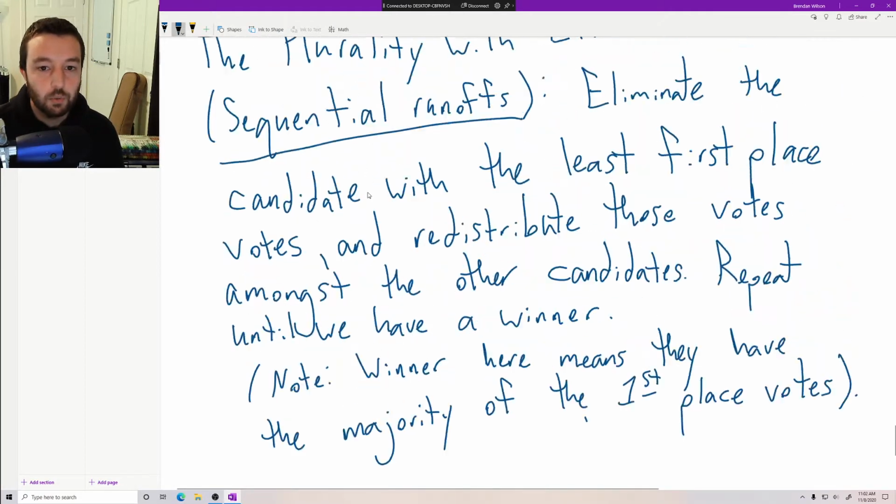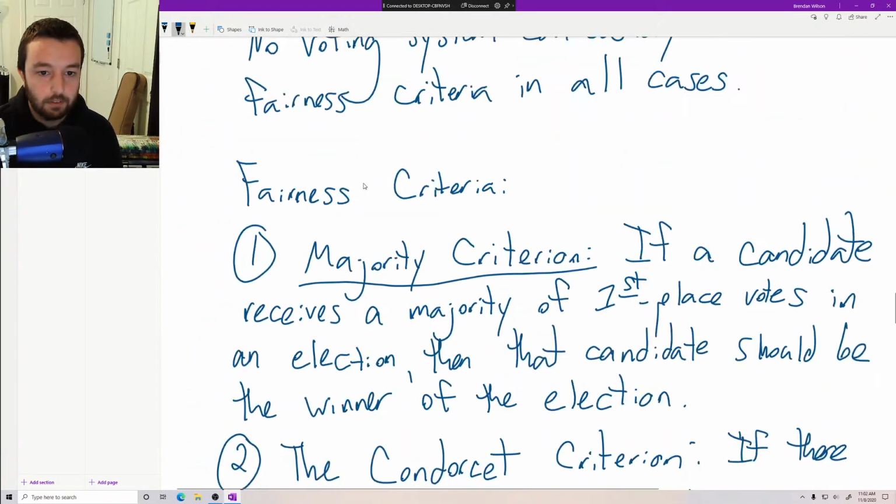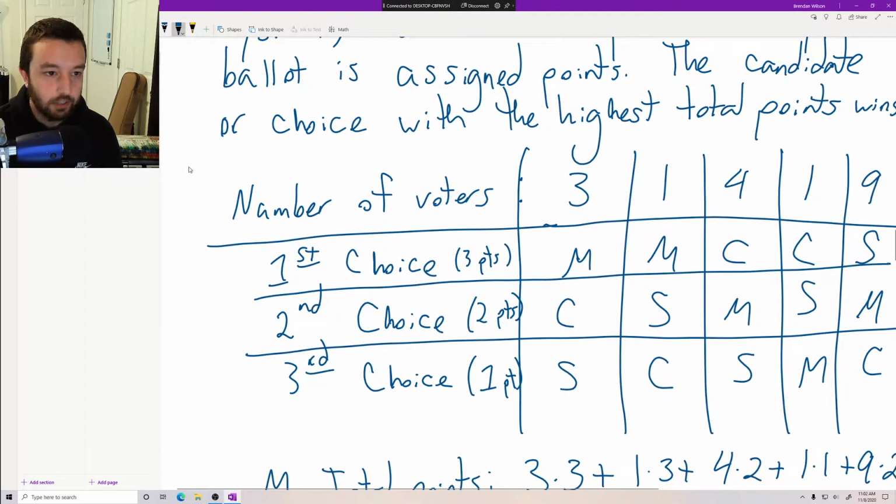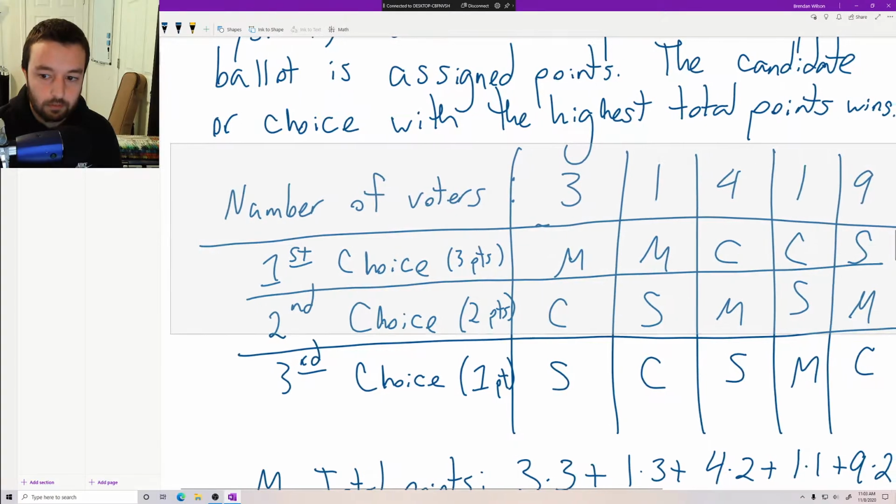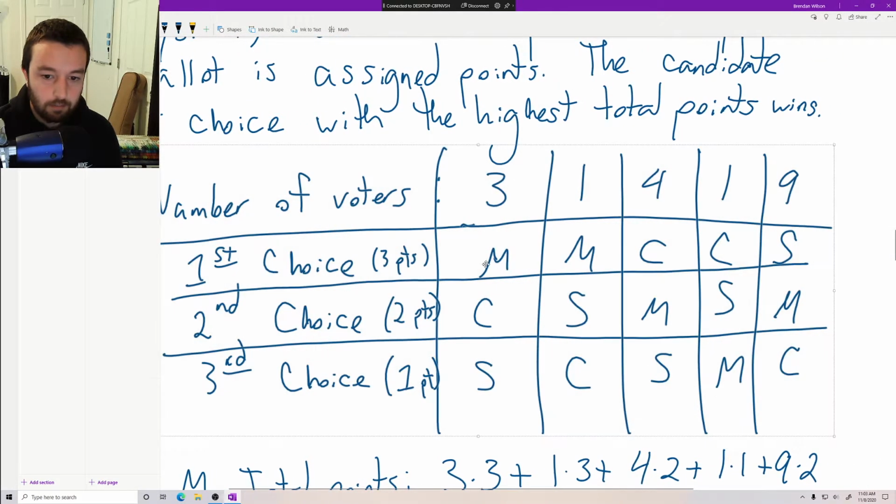So let's look at how this would work with our previous example. Let me copy and paste our chart here. I have to write it all again.